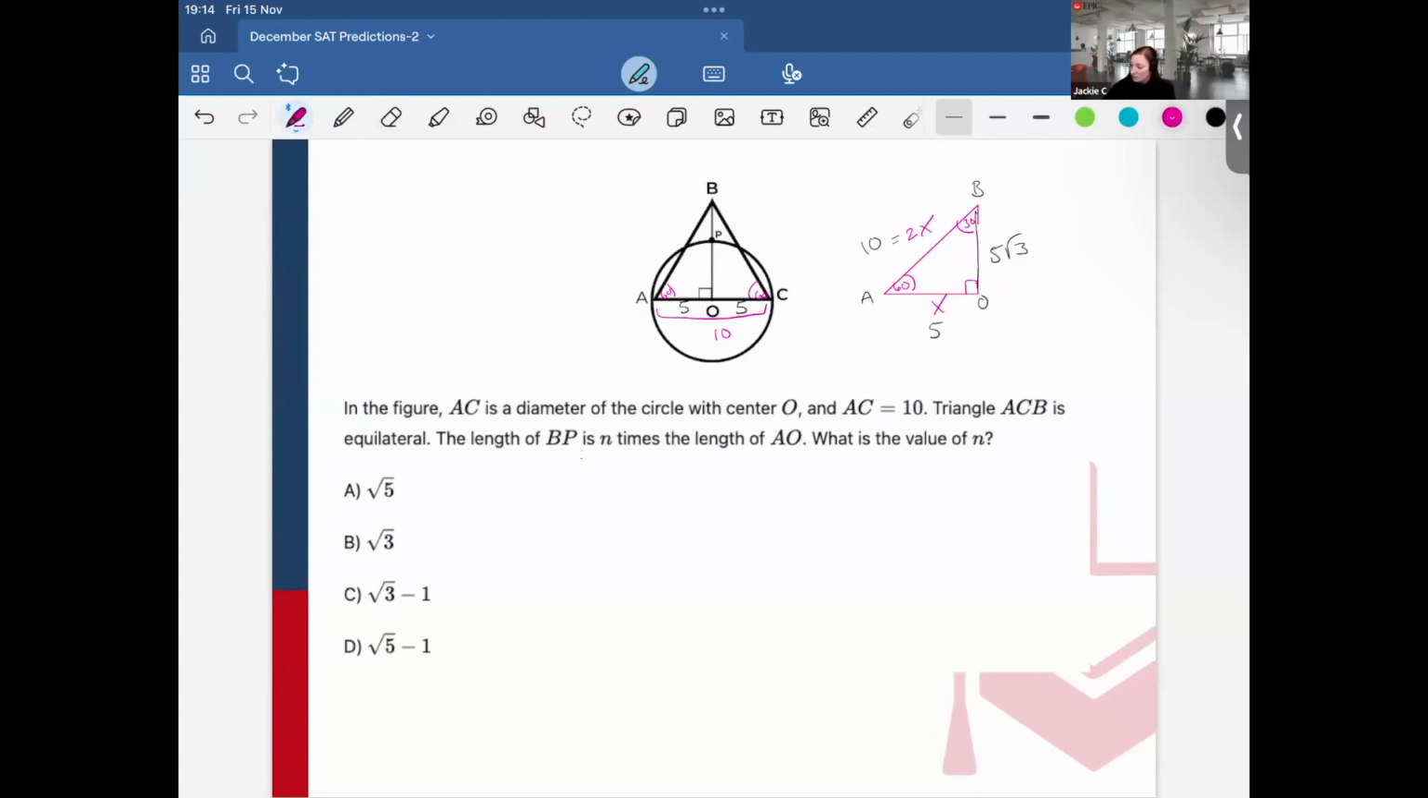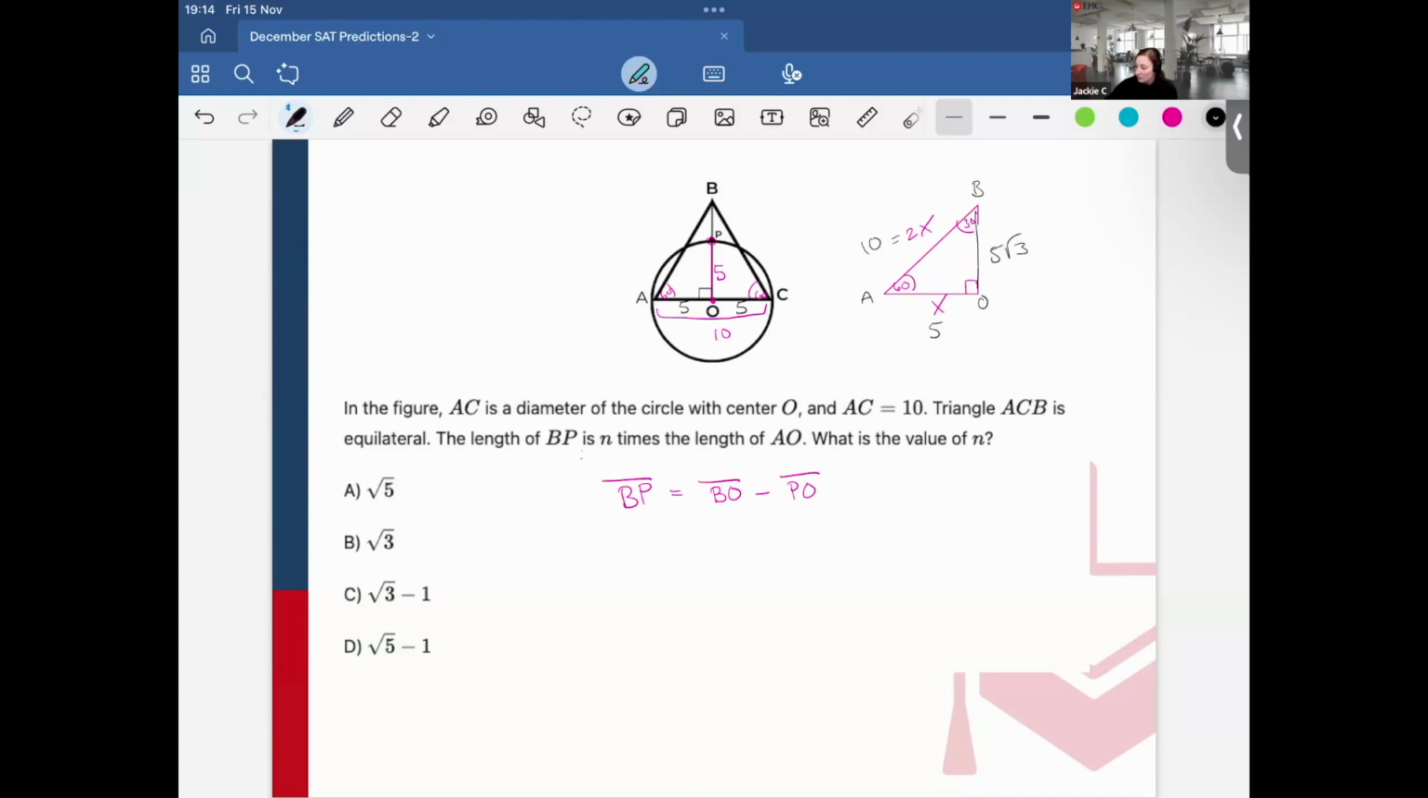And then from here, I can see from O to P, that would just also be the radius, right? Coming out from the center of the circle. So here it is 5. And if I want to find BP, BP will just be equivalent to BO minus PO.